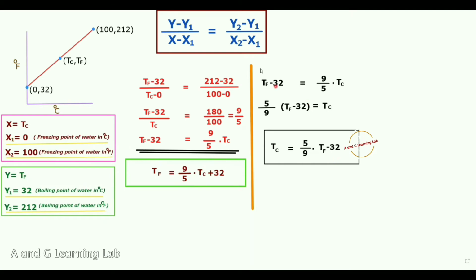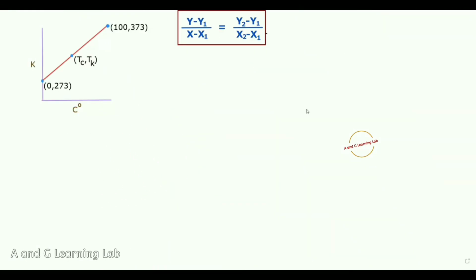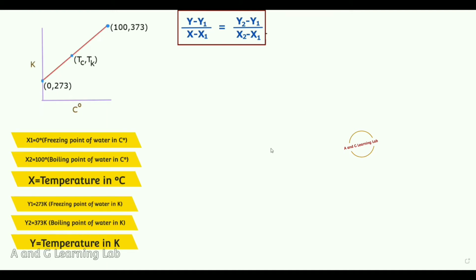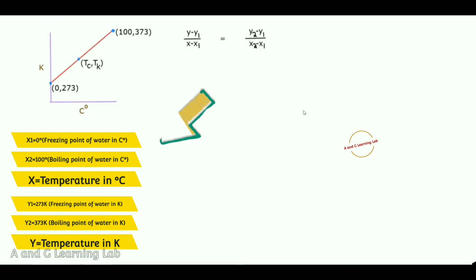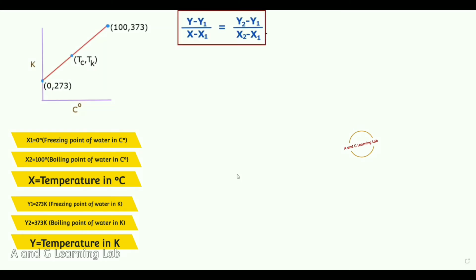Now let's see the relation between Kelvin and Celsius. We have taken the freezing point and boiling point of water as known points. Here x1 is equal to 0, freezing point of water in Celsius, and x2 is equal to 100, which is boiling point of water in Celsius. Then y1 is 273 Kelvin, which is freezing point of water in Kelvin, and y2 is equal to 373 Kelvin, which is boiling point of water in Kelvin. Here x is equal to temperature in Celsius and y is equal to temperature in Kelvin.